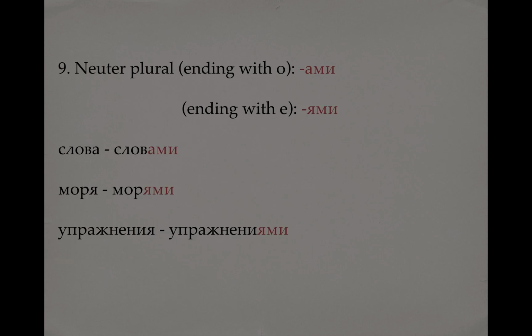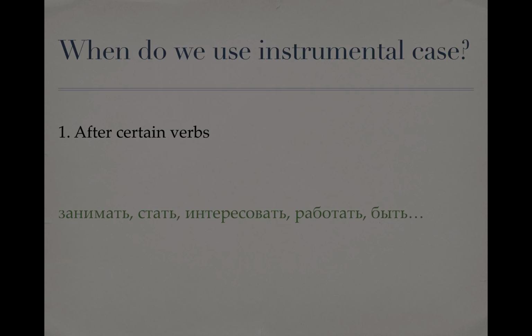Okay, clear? So I think this is all about how we construct the words into the instrumental case. So let's move on to when we use the instrumental case. Basically there are three cases. The first one is that we use it after certain verbs, like for example, заниматься, to do; стать, to become; интересоваться, to be interested; работать, to work as; and быть, to be.